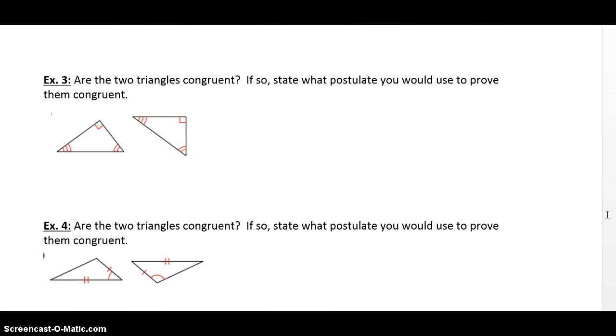Alright, are the two triangles congruent? If so, state what postulate you'd use to prove them congruent. Well, let's take a look at what we have. I see one pair of angles congruent. I see two pairs of angles congruent. And I see three pairs of angles congruent.